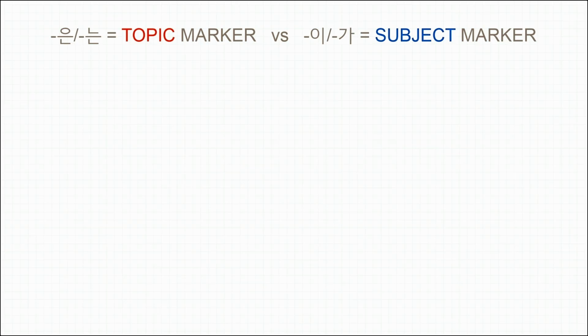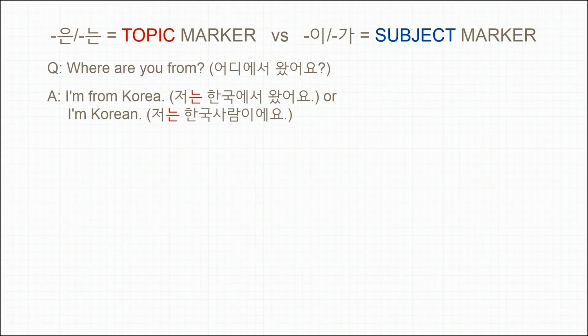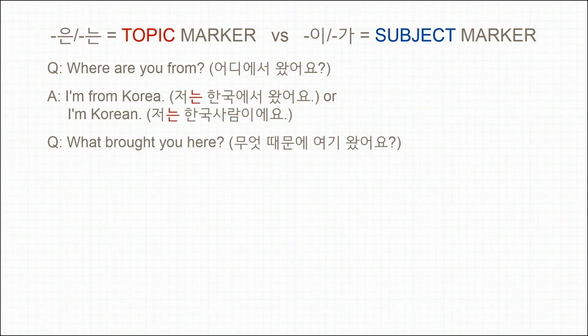Okay, next let's talk about why 은는 is called the topic marker and 이가 is called the subject marker. To understand this better, let's think about the following situation, since Korean is very context dependent. Let's say I'm grabbing a beer at a bar and start talking to the person next to me. This person asks, where are you from? 어디에서 왔어요? I reply, I'm from Korea. 저는 한국에서 왔어요. Or, I'm Korean. 저는 한국 사람이에요.